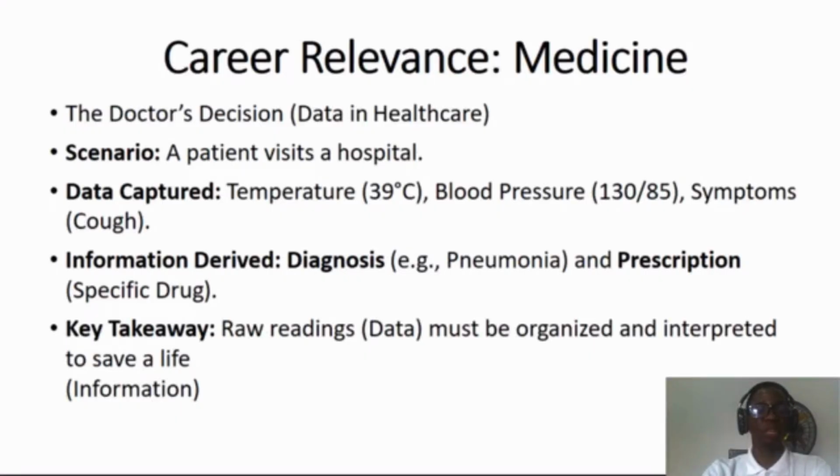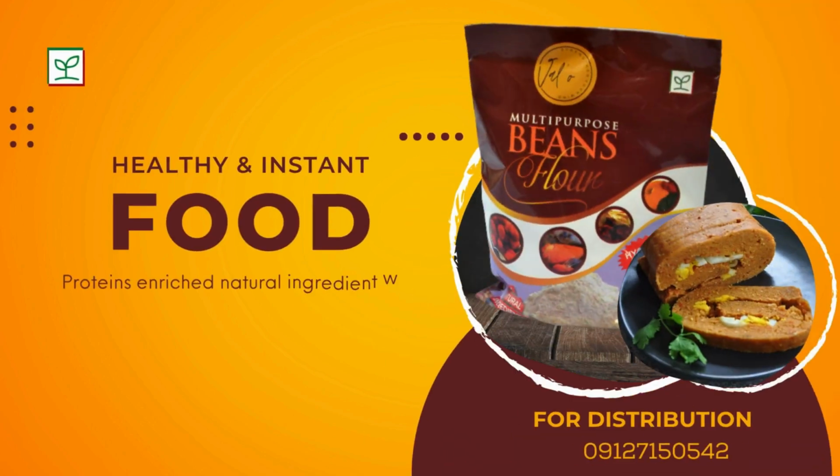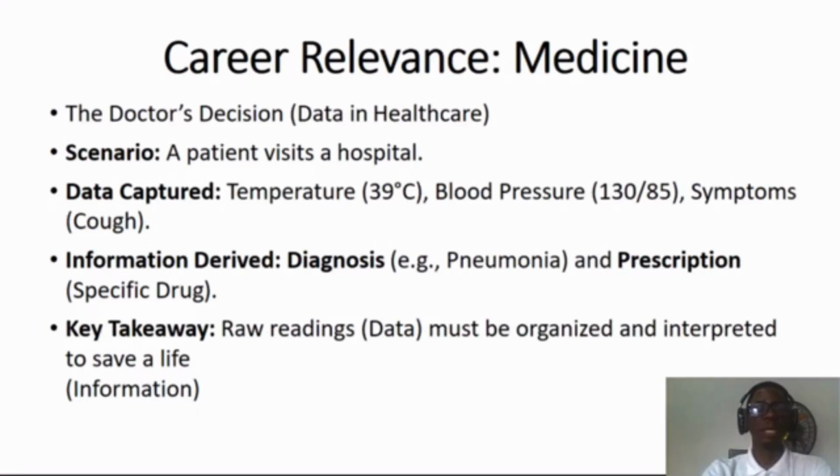Then the information derived is based on this data provided. They know your temperature. If your temperature is high, your blood pressure is high, and the symptoms, there's cough, there's heat, your cold, and things like that. So based on this data, now they can give you the diagnosis. Now they can prescribe drugs that you can take. They can tell you what is wrong with you and things like that. Those are the information that you need. Now the key takeaway is raw reading or raw data must be organized and interpreted to save a life.